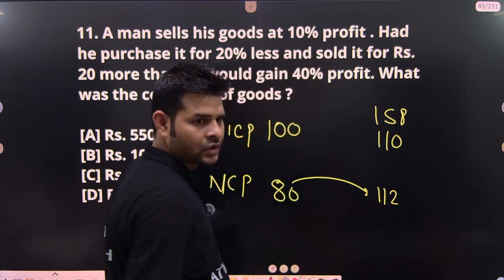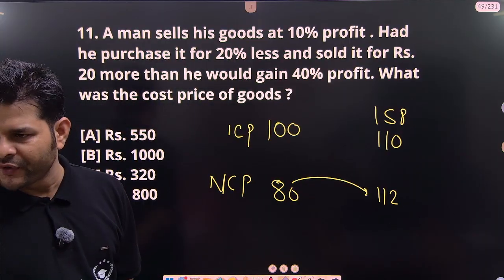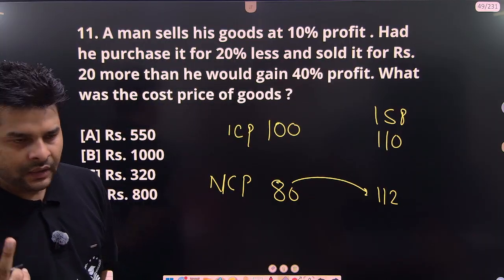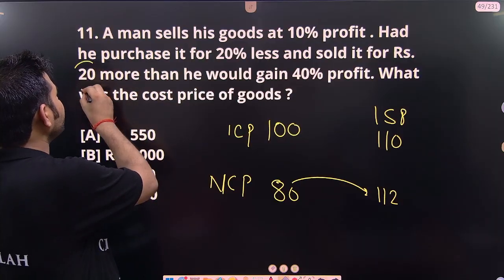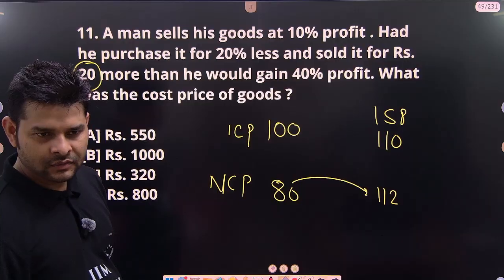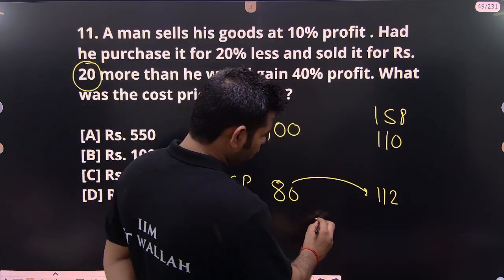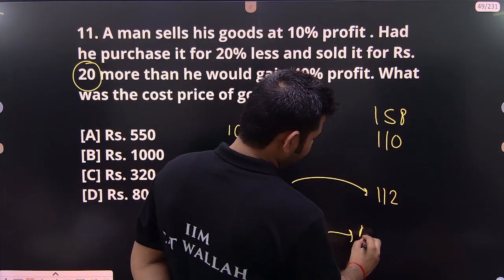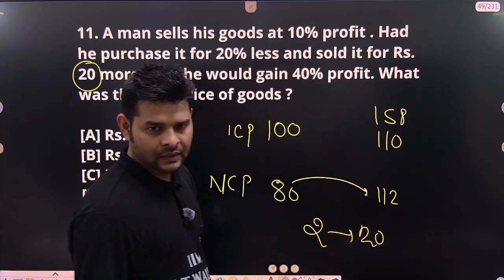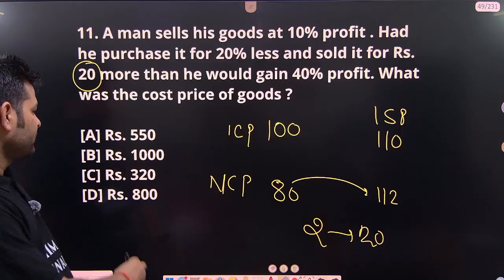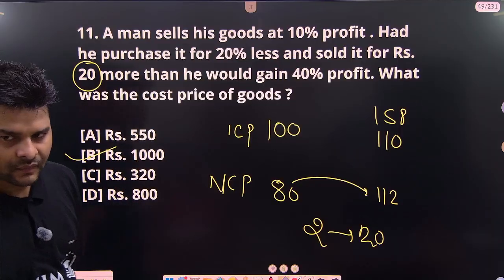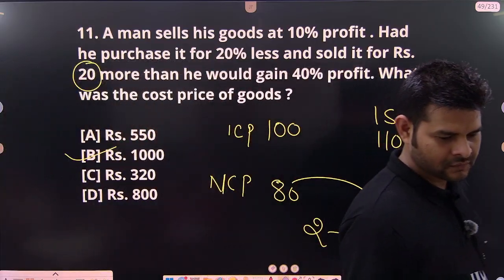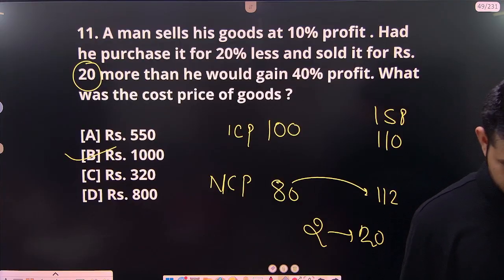So 112 must be the profit of 2 units, and here the profit is 20 more. So 2 units is going to be 20. So 1 unit will represent 10, and CP must be... Good, rock student.